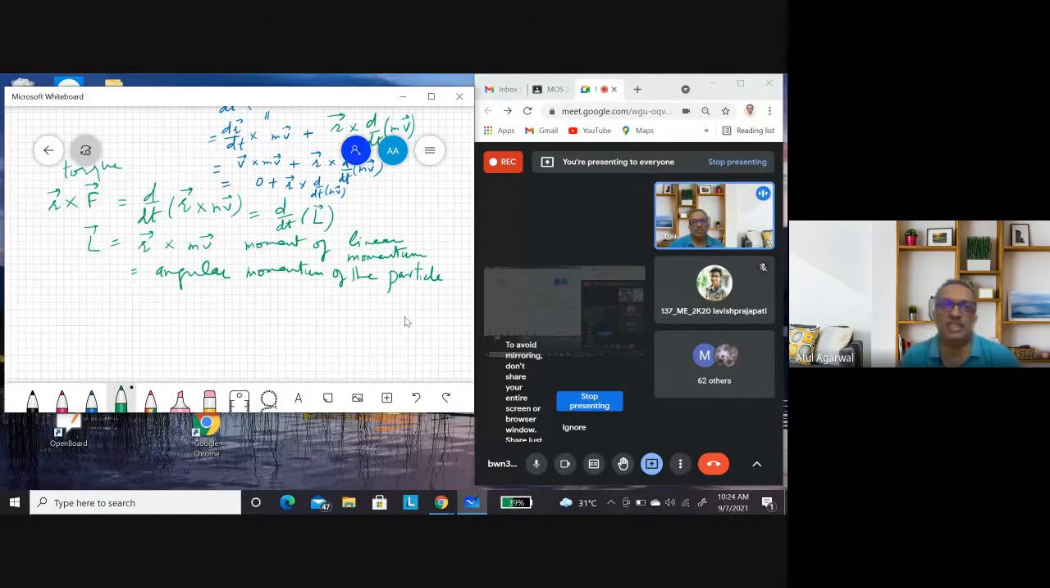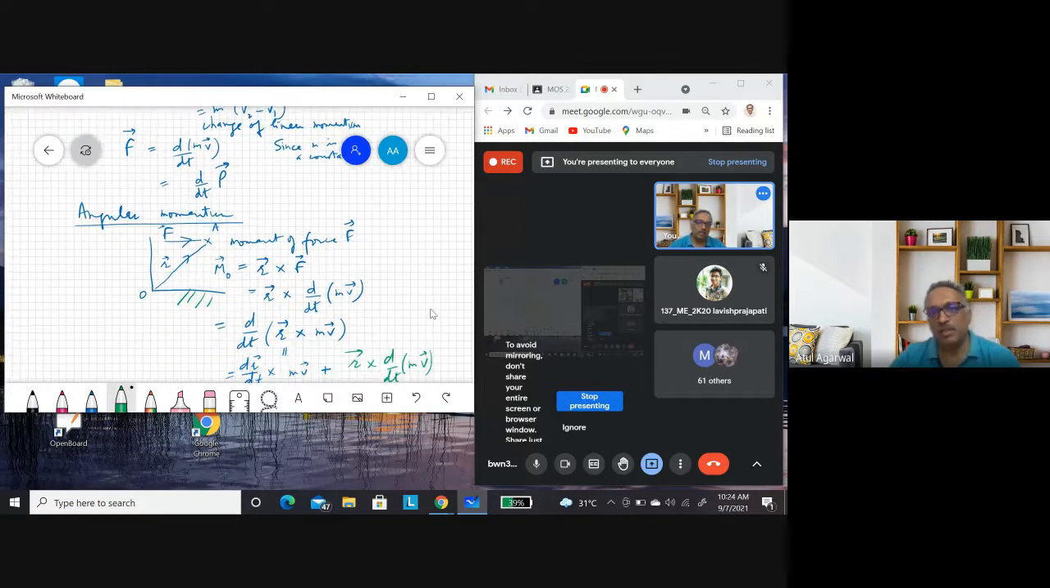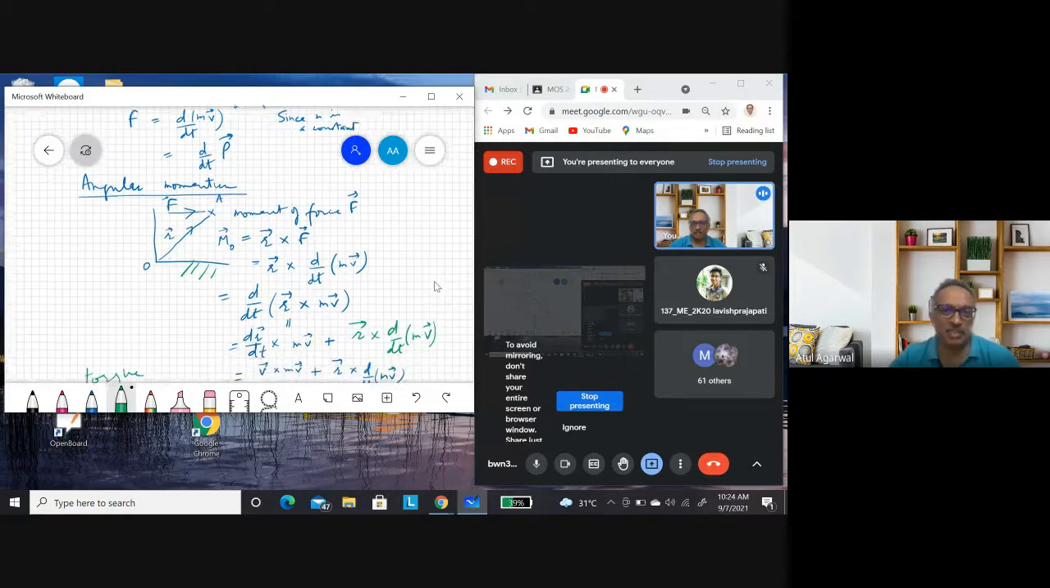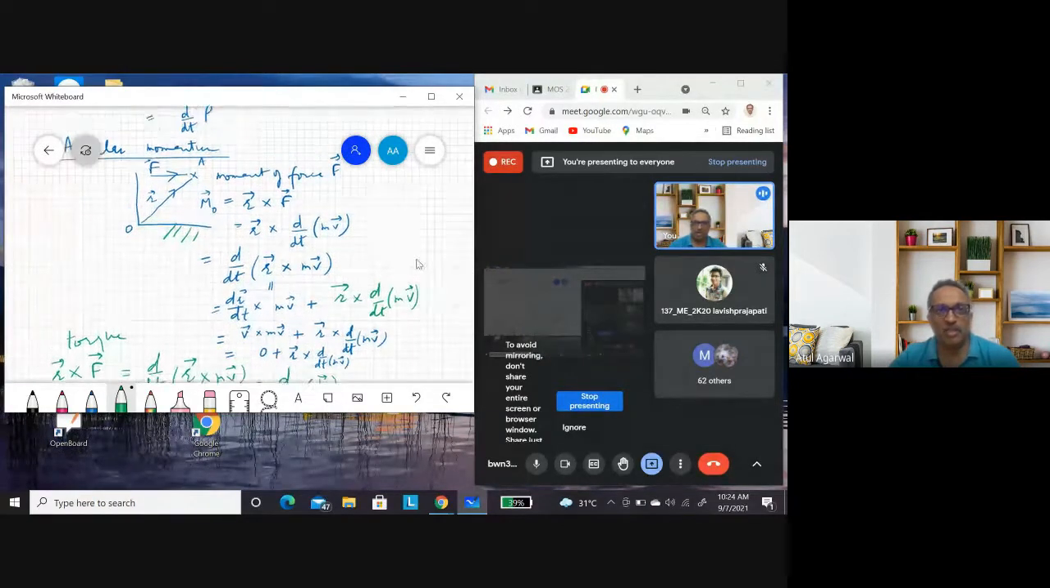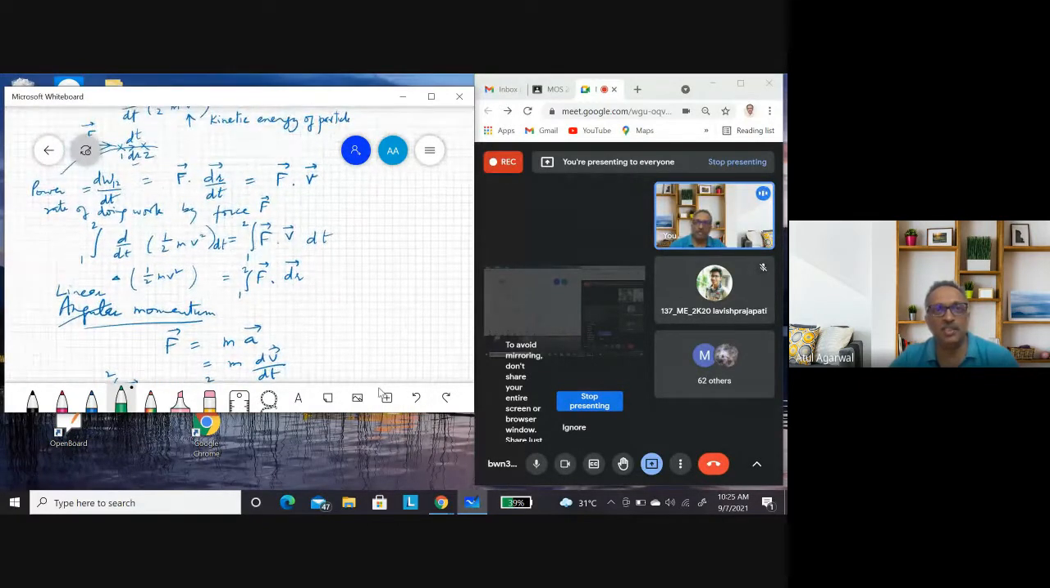So if we say angular momentum is conserved, it means torque applied is zero. Similarly, if we say linear momentum is conserved, it means force applied is zero. If your linear momentum is conserved, it means dp by dt is zero. Your linear momentum is not changing. It means external force applied is zero. Net force is zero. So these are the conservation law of momentum, conservation law of angular momentum, similarly conservation law of energy.